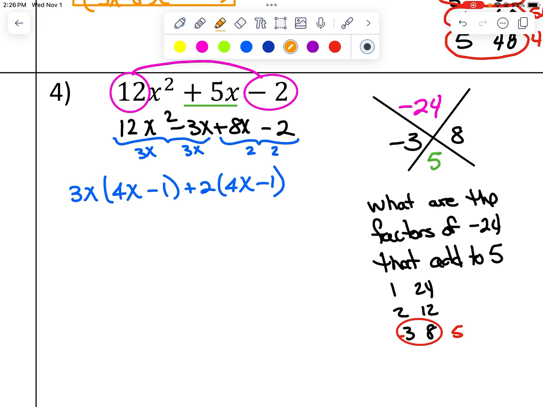Our greatest common factor is now the parenthesis, 4x minus 1, and what remains is 3x plus 2. Boom, baby! And that's it.